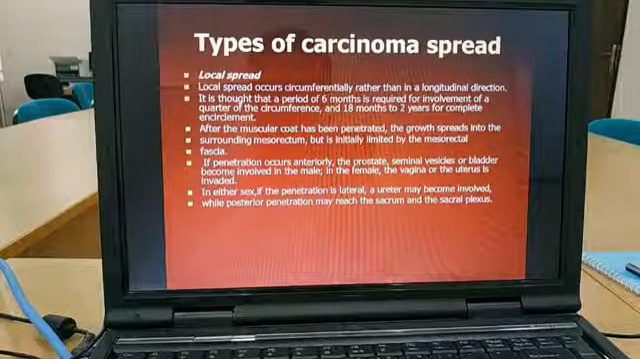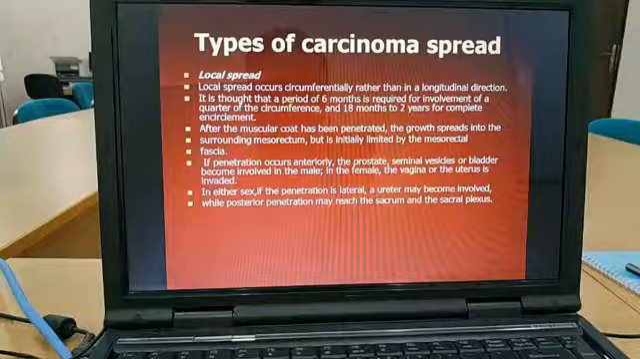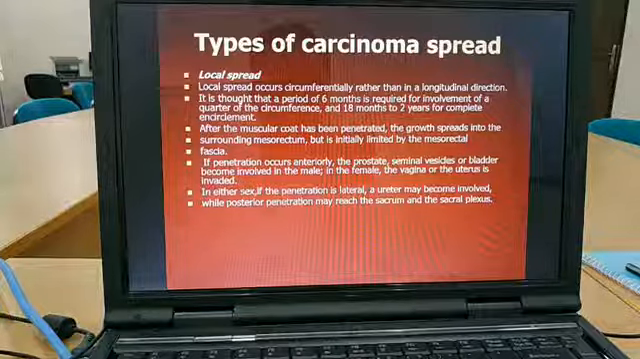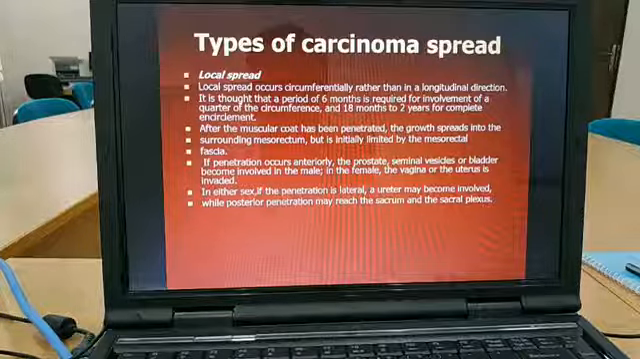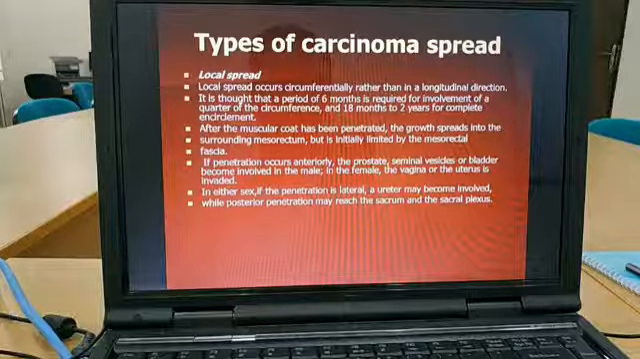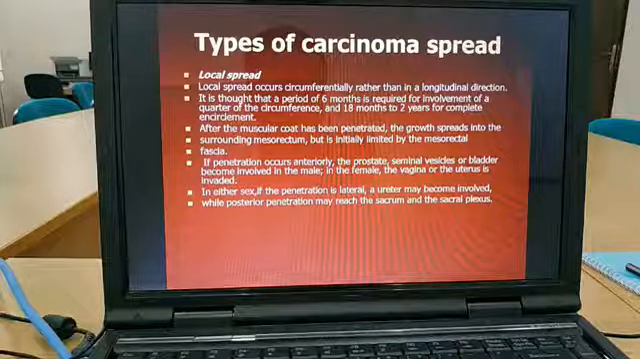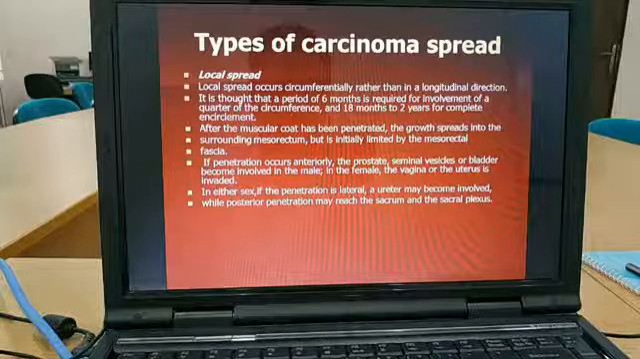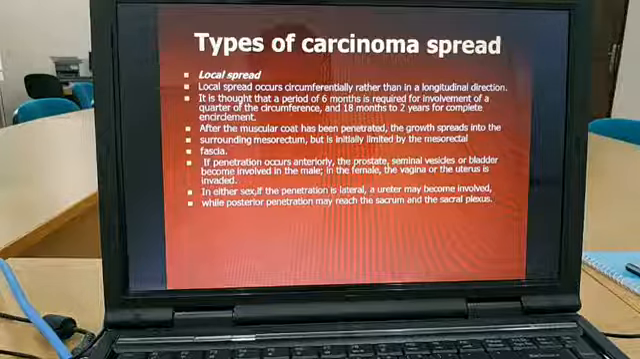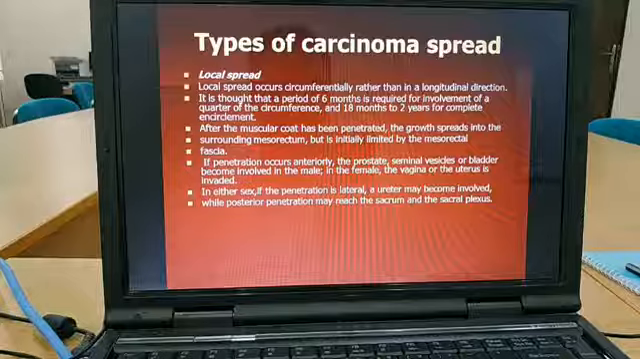If penetration occurs anteriorly, the prostate, seminal glands and urinary bladder become involved in case of male, and in female the vagina or uterus may be involved anteriorly. In either sex, if the penetration is lateral, the ureter will be involved. This is a very important part regarding morbidity and mortality. If the ureter is involved, the patient may develop obstructive uropathy or renal failure.